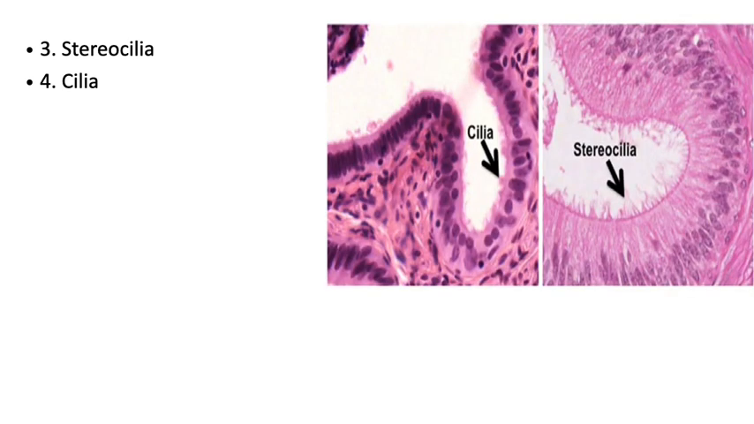Whereas cilia are long hair-like projections of the plasma membrane. They beat in one direction. So, their main function is pushing particles in one direction. For example, in the respiratory tract, they beat towards the pharynx, and in the uterine tube, they beat towards the uterus. So, this is a cilia where they are actually beating. Their function is beating towards one direction. Whereas here, if you can see, the stereocilia are non-motile.